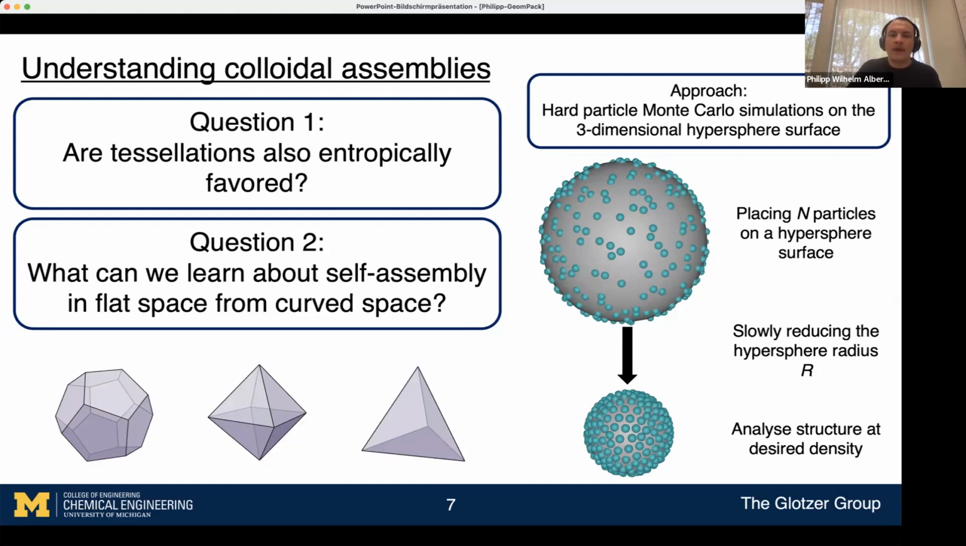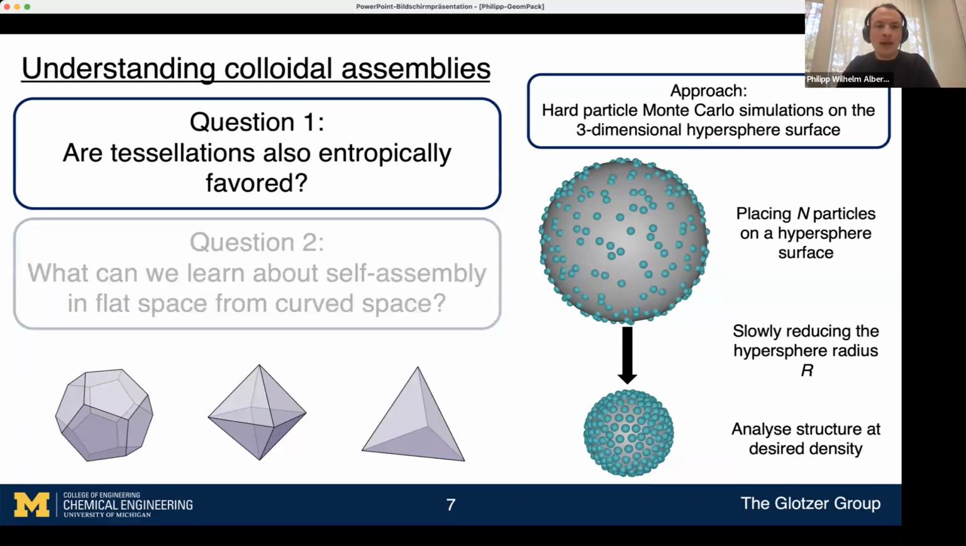And you will see that I always show the shape on the right top, so you can always know which particle I'm actually talking about. So, okay, then let's start with the first particle. And the first question: are tessellations also entropically favored?